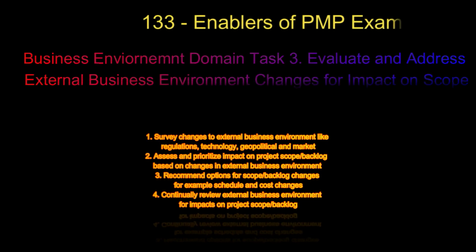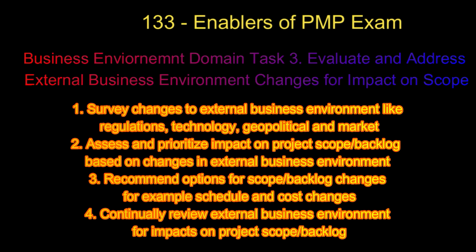Business environment domain task 3. Evaluate and address external business environment changes for impact on scope. This task has 4 enablers. First, survey changes to external business environment like regulations, technology, geopolitical, and market. Second, assess and prioritize impact on project scope backlog based on change in external business environment. Third, recommend options for scope backlog changes, for example, schedule and cost changes. Fourth, continually review the external business environment for impact on project scope backlog.